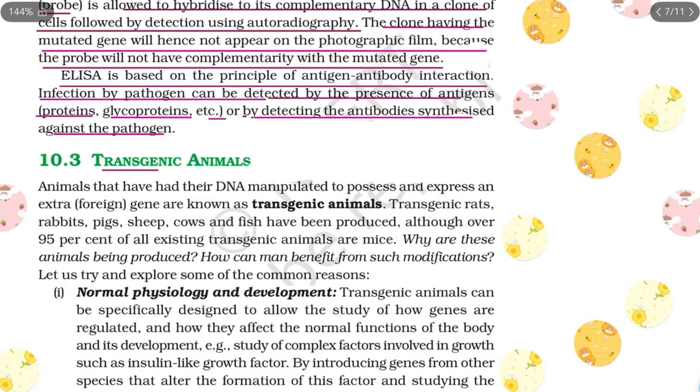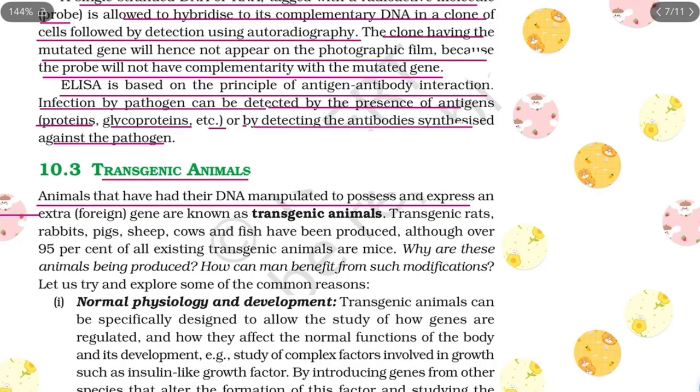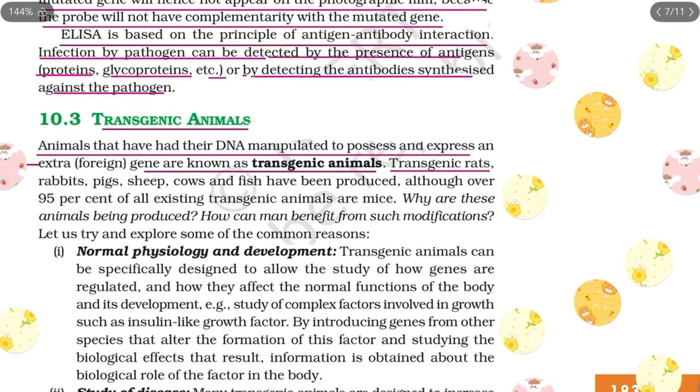Next is the transgenic animals. Animals that have had their DNA manipulated to possess and express an extra foreign gene are known as transgenic animals. Transgenic rats, rabbits, pigs, sheep, cows, and fish have been produced, although over 95% of all existing transgenic animals are mice.